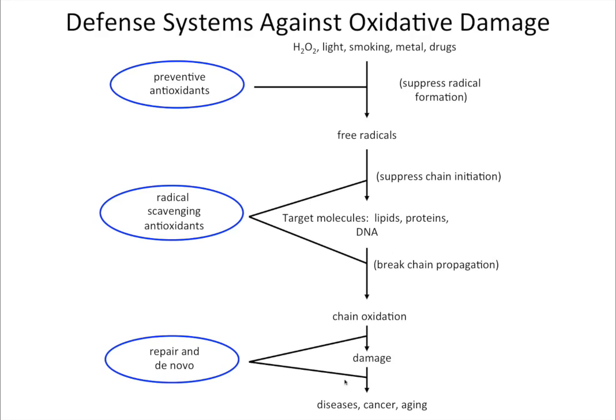And, before you arrive to diseases, cancer, or some type of aging, either chronological or photoaging in the case of skin, you can have these repair and de novo processes taking place that can actually repair damaged species in the skin. So, the goal would be to have one of these lines of defenses to actually stop the damage from occurring or repairing it before you reach the most detrimental state, which is the diseases, cancer, and aging.